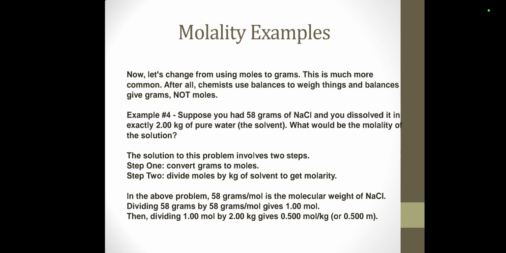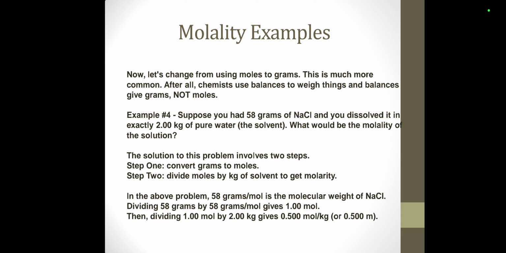So divide the 58 grams by the 58 grams per mole, which will result in 1.00 mole. Since you've already gotten the 1.00 mole, then divide it by the 2.00 kilograms, which gives the answer 0.500 mole per kilogram, or 0.500 m. Okay, again, where do we get the 58 grams per mole here? From the atomic mass of sodium and chlorine.